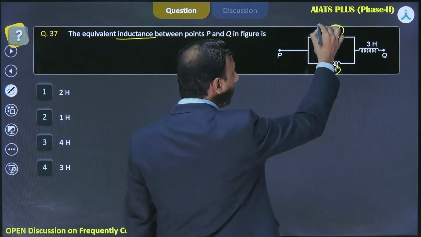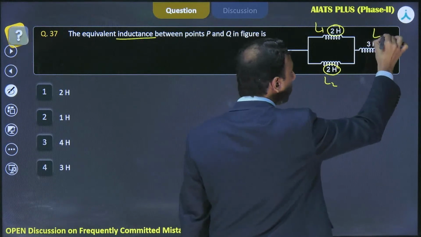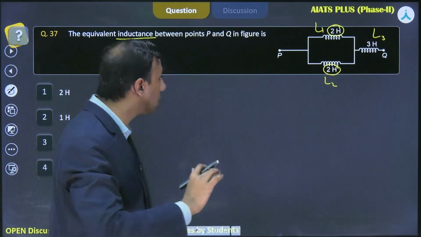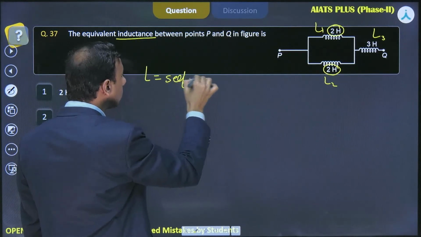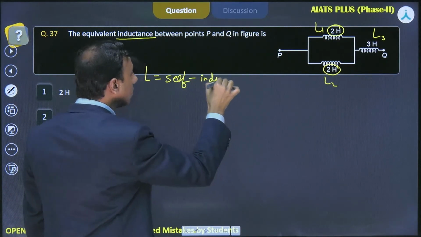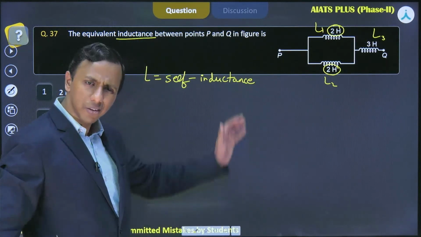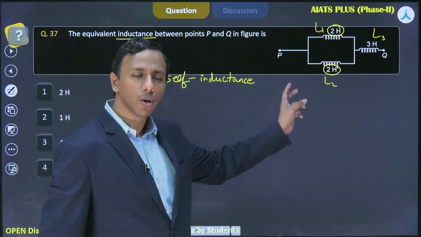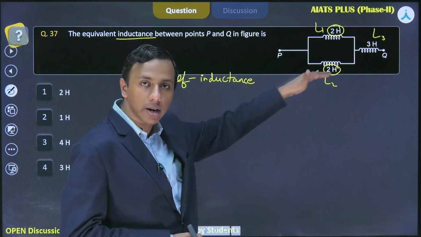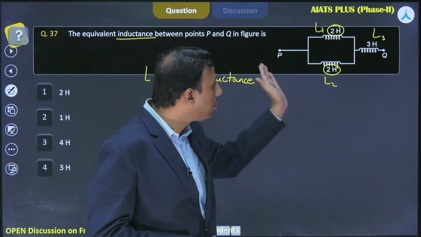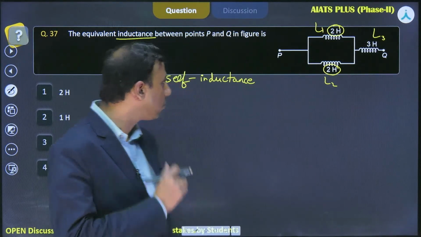So if this is, let's say, L1, this is L2, and this is L3, self-inductance, all right? So let me also write it down for you guys. Self-inductance, okay? And this is a very, very simple question. You have to solve it just like the current electricity chapter, where resistors were connected like this, and between P and Q, they're asking the equivalent resistance. Just like that, you have to solve this question also.